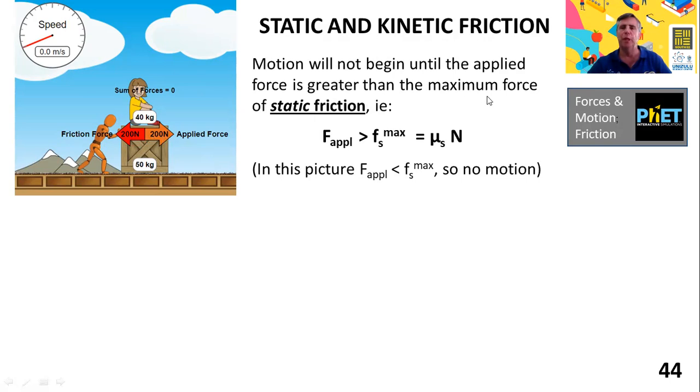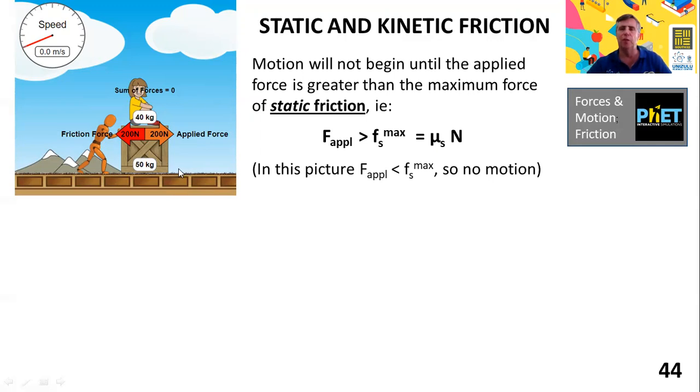The motion will not begin until the applied force is greater than the maximum force of static friction. So F applied must be greater than Fs max, S for static, max for the maximum. Now, static friction is given by mu s times N.